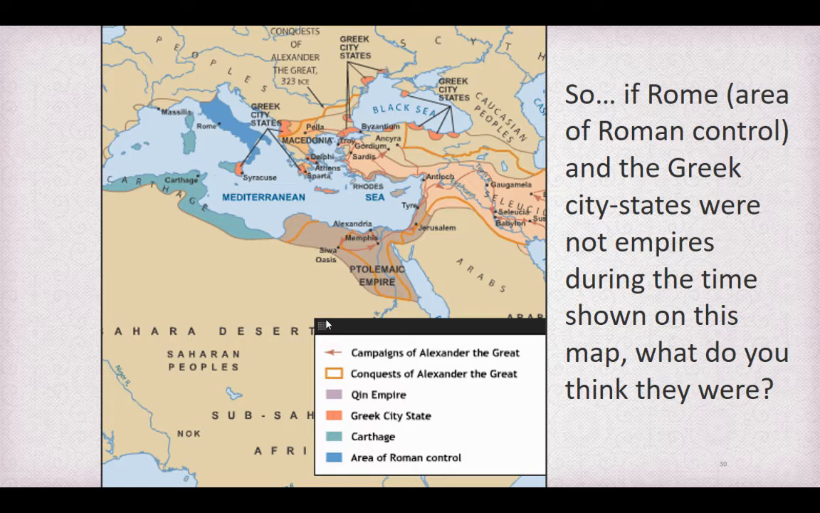Your slide 3 has this map. It's a zoomed in version of the first one, looking specifically at the Mediterranean Sea region. So with Rome, the area of Roman control that's in blue, and the Greek city-states were not empires during the time shown on the map, what do you think they were? So again, these are regions that are not yet labeled as empires. Well, what would they be instead of empires? Make sure that you explain your thinking and be specific when describing what they are.